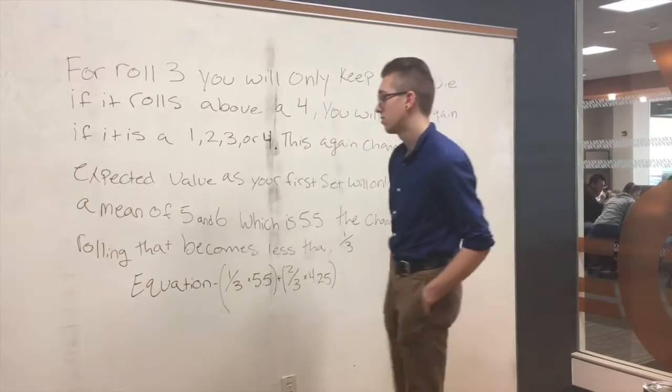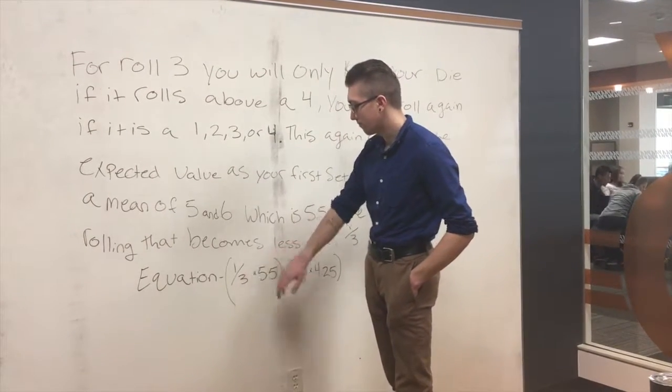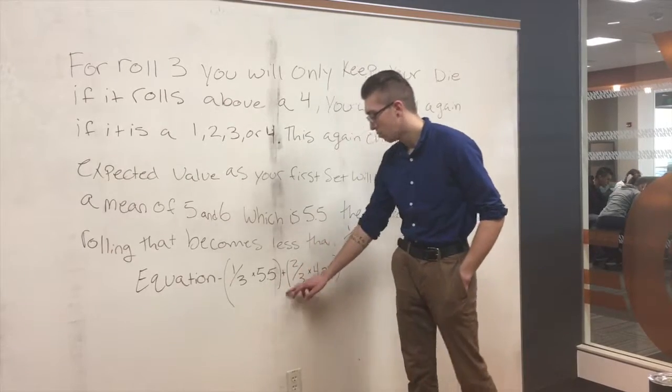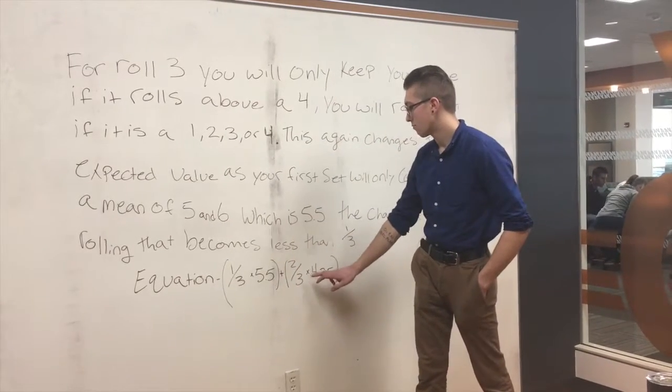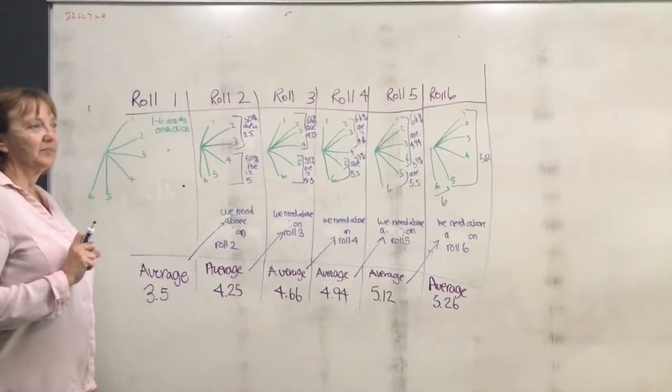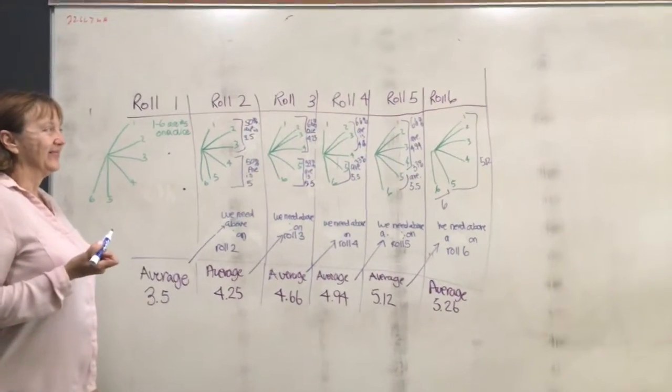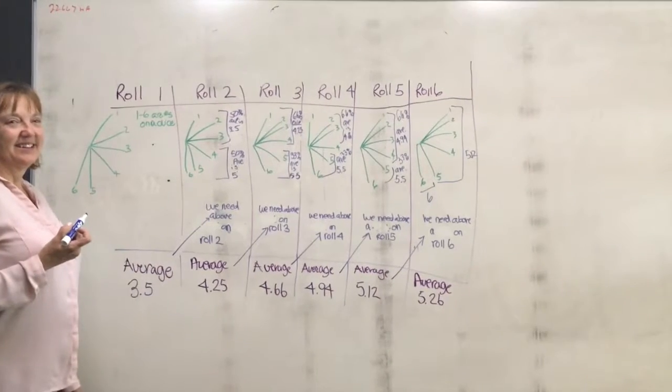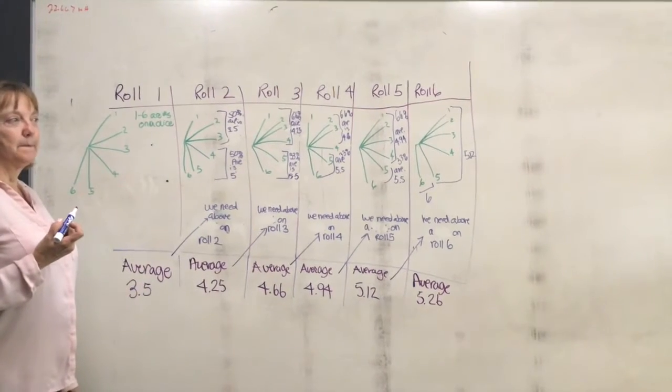Our equation then would be 1/3 times 5.5 plus 2/3 times 4.25, which we can look at the board to see Nan showing the tree method as one of the ways to show the work. And then Selena will show the column method.